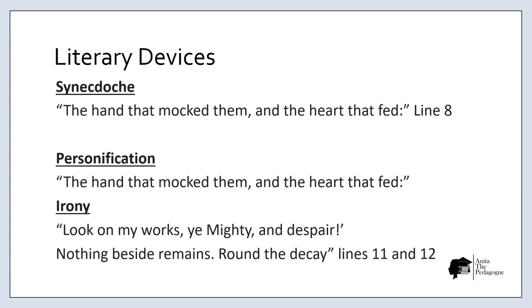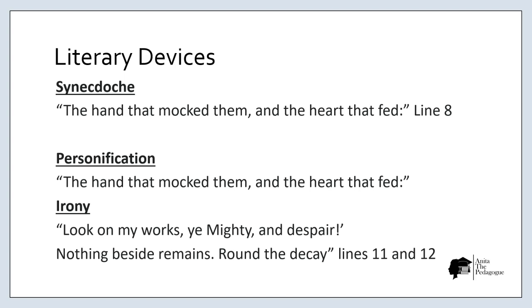There's also the use of synecdoche in line 8, where hand is used to represent the king, and that he mocked them, and the heart that fed. So here, heart is representing what he did, he as a person. That's why it is synecdoche. There's also the use of personification in these same lines, because the hand has been given a human attribute and also the heart as well.